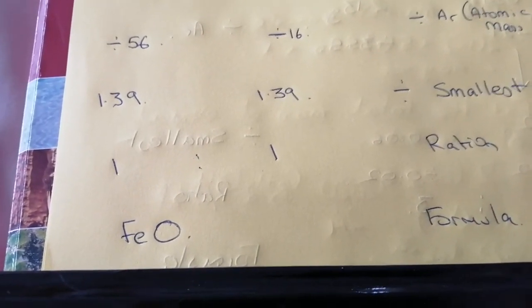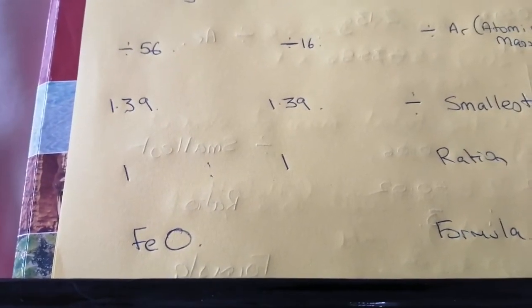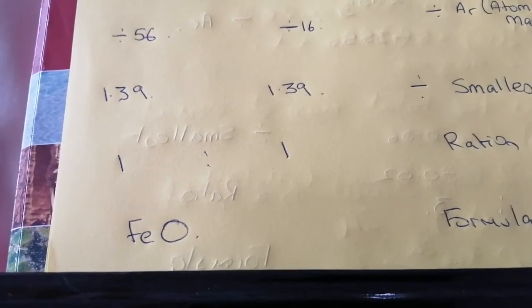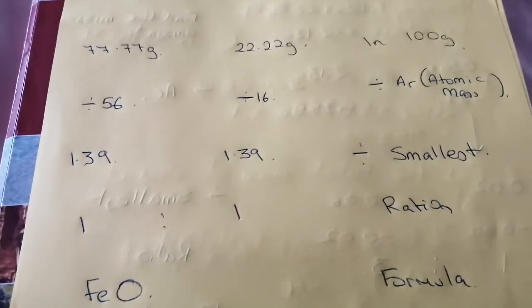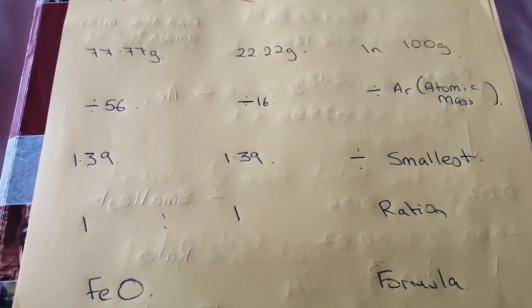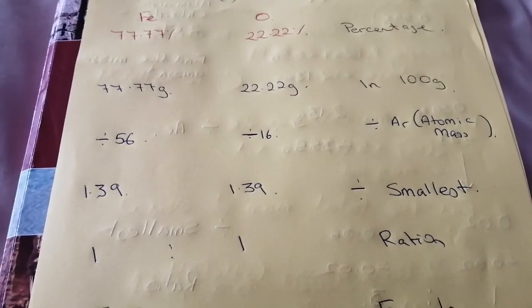Okay, if it was 1:2, for argument's sake, it'd be FeO2, but I have another example of that. So to find the empirical formula, guys, 3 very simple operations. Okay, particularly when they give you a percentage.